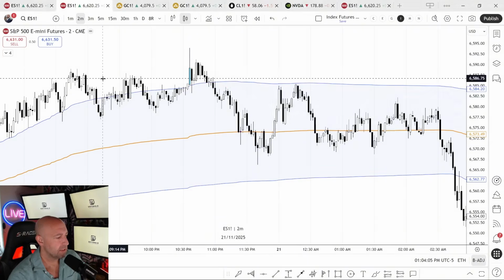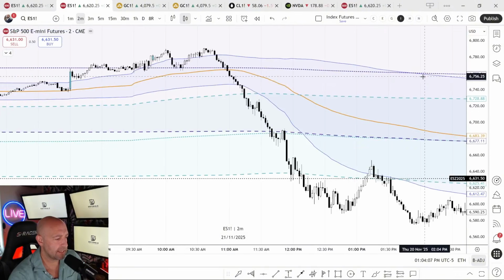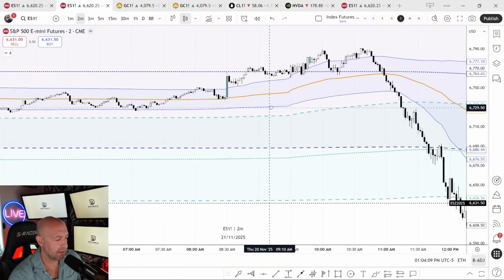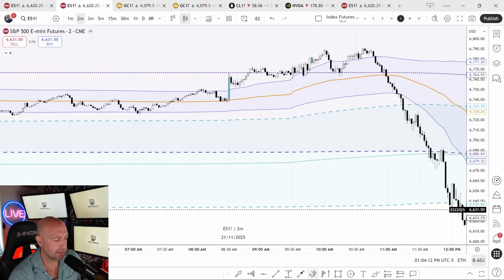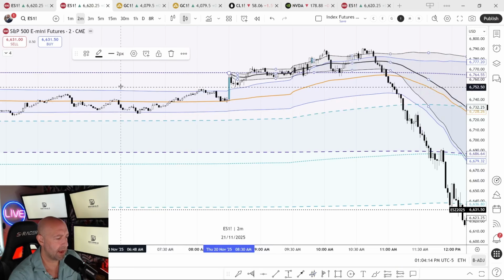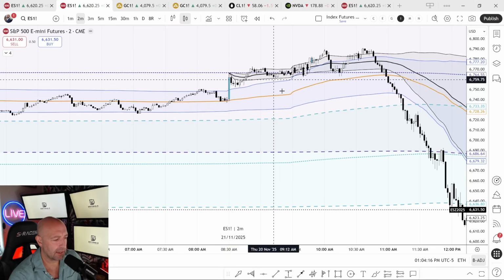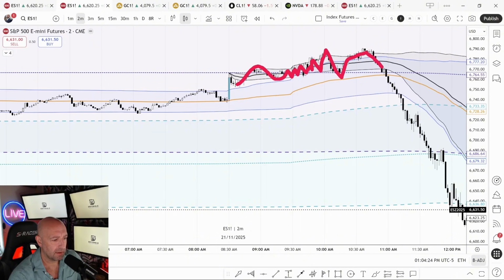Let's do another one. I like to attach these anytime we see one. Here was some news at 8:30. Let's attach the VWAP. You can kind of see we were in a balanced market, pretty much staying within here until the sellers took over.